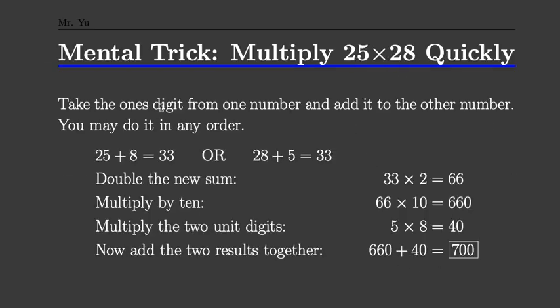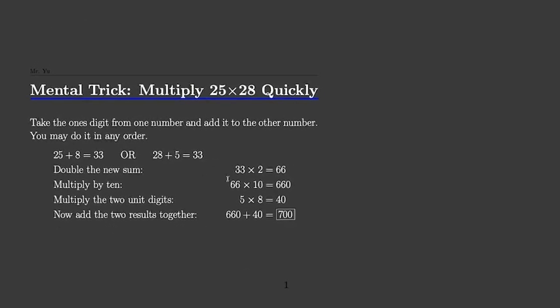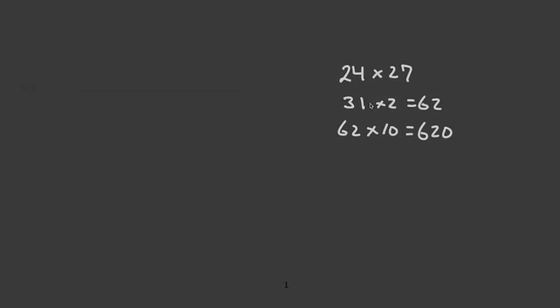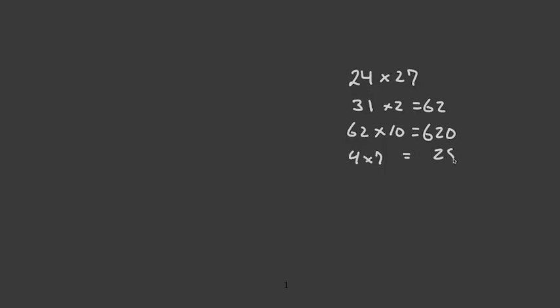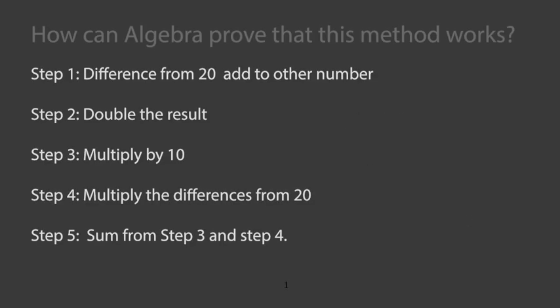Of course, this looks like some kind of math magic here. All we're doing is taking the difference away from 20 and then somehow adding it to another number, and then taking that number and multiplying by 20, and then taking the two numbers and multiplying them together. How is this working? Well, let's see if we can use algebra to help explain what's going on.